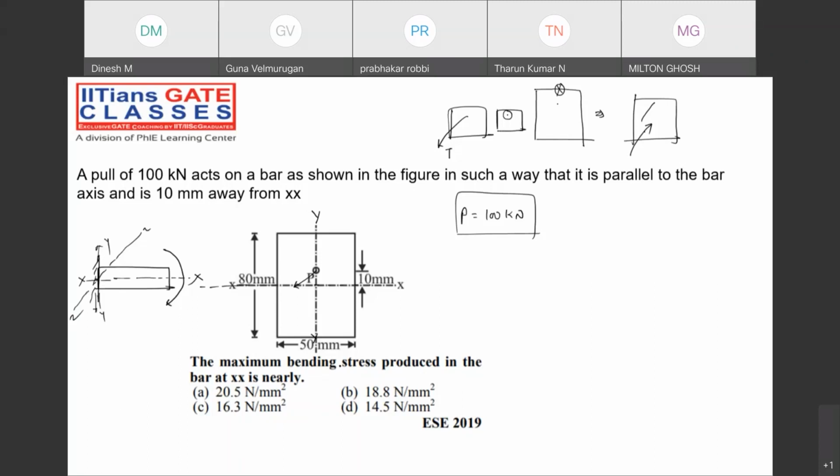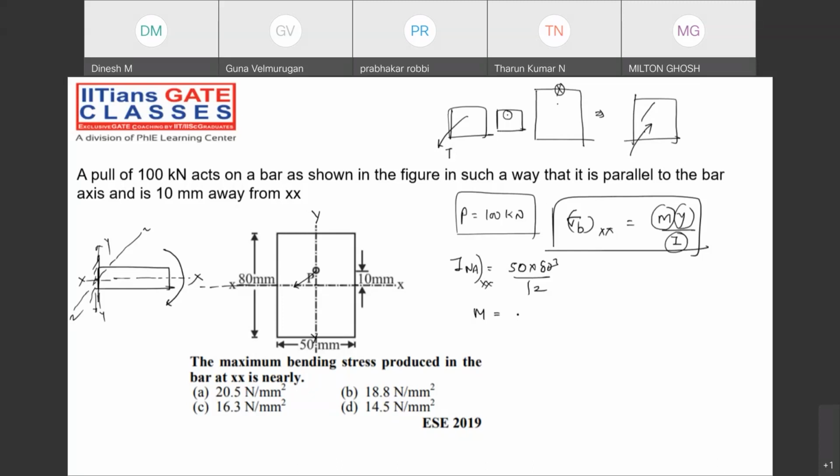Tell me, guys, how to find sigma b maximum or sigma b at xx? The formula is very simple. Nobody can deny that. But the problem is with the y value. The problem is not with the M value, and not with the I value. I you can calculate about the neutral axis, about xx: 50 into 80 cube by 12. The bending moment also has no problem: P into distance will create the bending moment, 100 into 10 mm, that is kilonewton mm. I am getting the bending moment also.